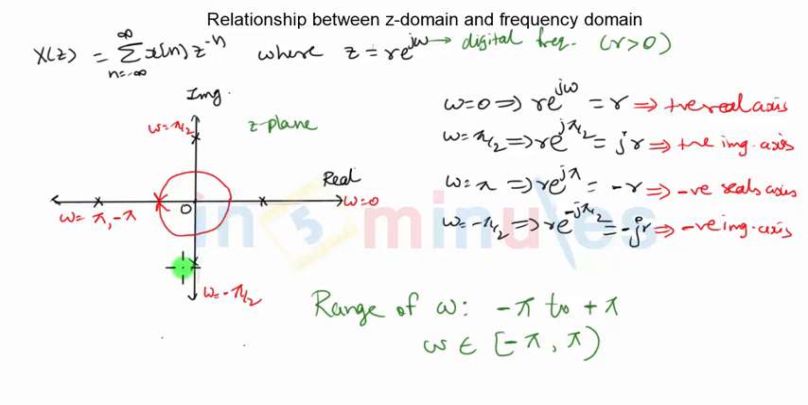Now what will happen if you keep on taking rounds around the origin? If you take one more round, you will go beyond pi, and you will take values like 1.5 pi, 2 pi, etc. So minus pi to pi is the unique range of omega, and we should never go outside this range. Even if you do that, the values of the signal will simply repeat. That's because of the periodic nature of omega. So this is the relationship between the z domain and the frequency domain.